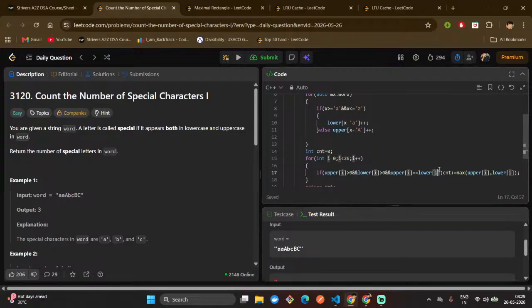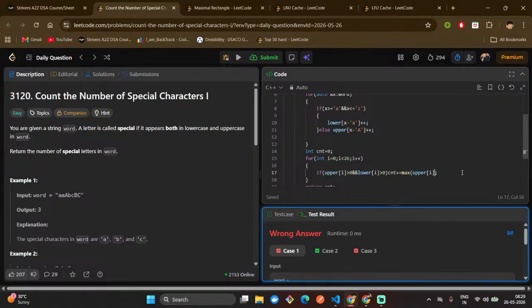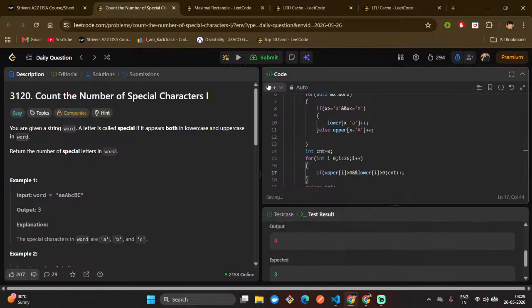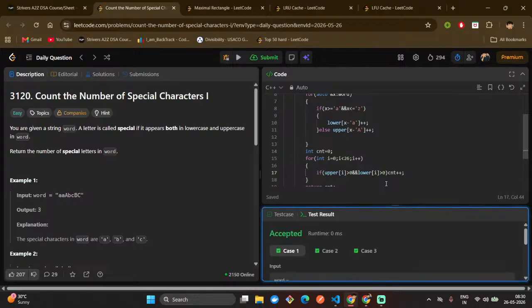Okay. Not at all, just both are present. Then we have to add C and T. Just we have to add C and T. Right. Now this will provide the right answer.